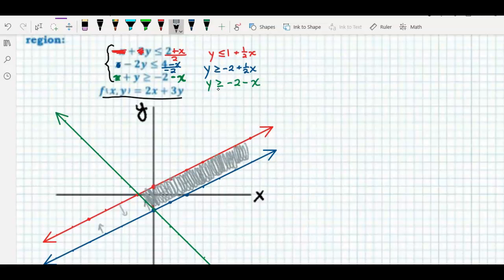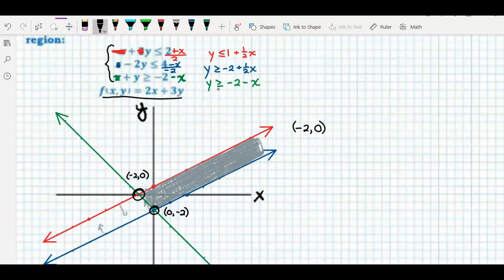Notice that it goes on forever. Because I only have these three constraints, my shaded region is strictly going to go on forever. It's going to be an unbounded region. So when I try to find my vertices, I'm not going to have as many as I did in the first one. I have one here and one here. This is the vertex 0, -2, and this is the vertex -2, 0. So I only have these 2 points to put through my function.